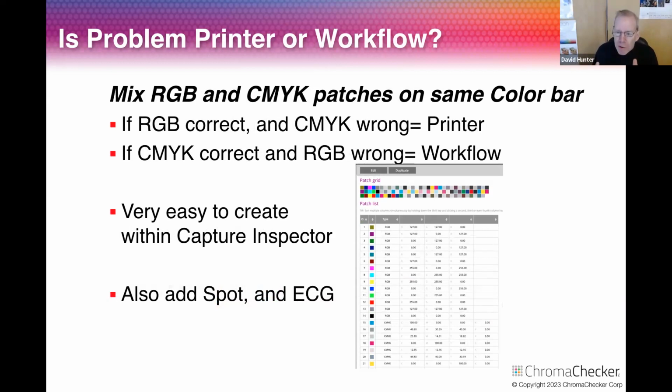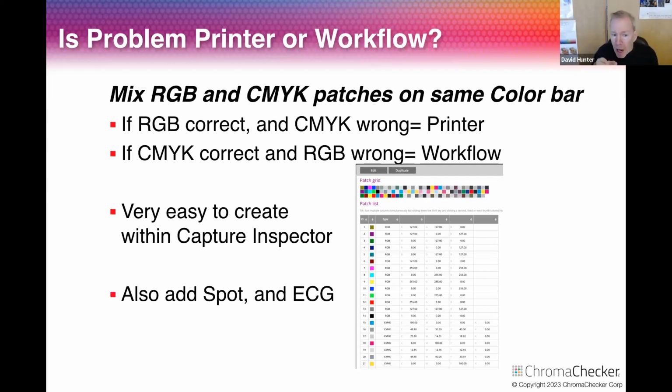The reason you do this, and by the way, ChromaChecker Capture Inspector allows you to configure color bars with RGB, CMYK, even spot colors, and extended color gamut colors. So if your printer prints with an orange, green, or violet that you have direct access to, you can put that on your color bar to assess how well the printer is printing those.